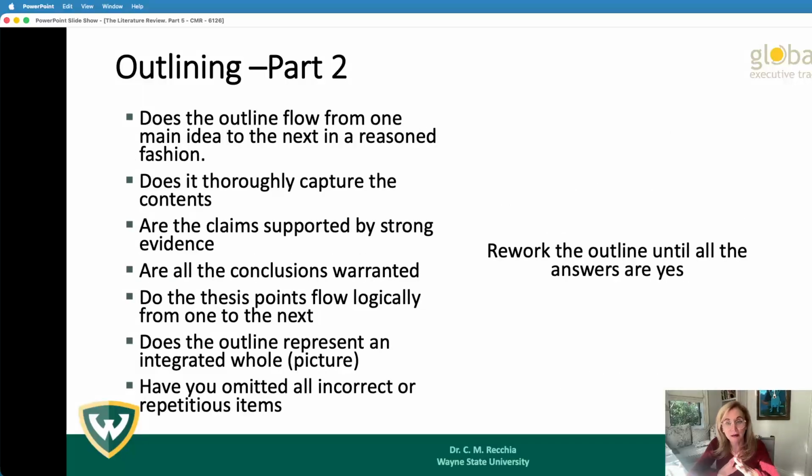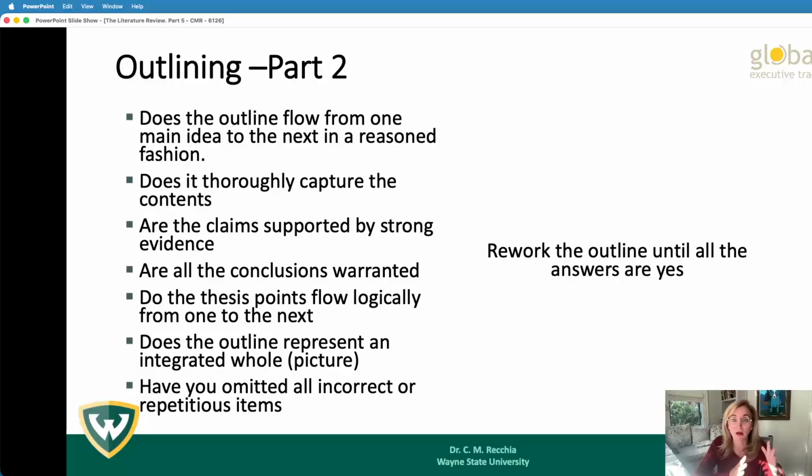This was a really good checklist in the book that gives you some points before you begin writing, because the more time you put into an outline, laying things out, the easier it is, of course, to write the draft. So does the outline flow from one main idea to the next in a reasonable fashion? Does it thoroughly capture all the contents of everything that you wanted to capture? Are the claims supported by strong evidence? Are all the conclusions warranted?